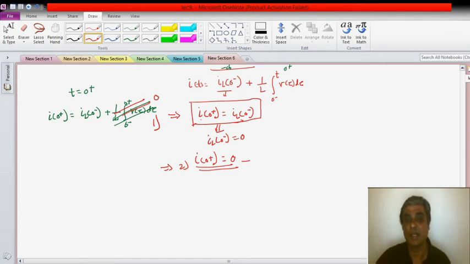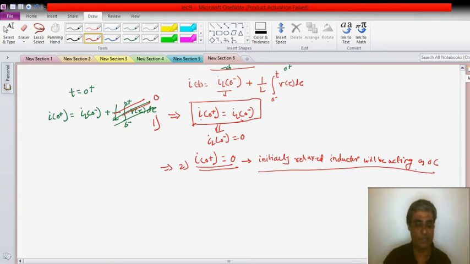So what I can say is that an initially relaxed inductor will be acting as an open circuit. This is the behavior of the inductor. This is called the initial condition.